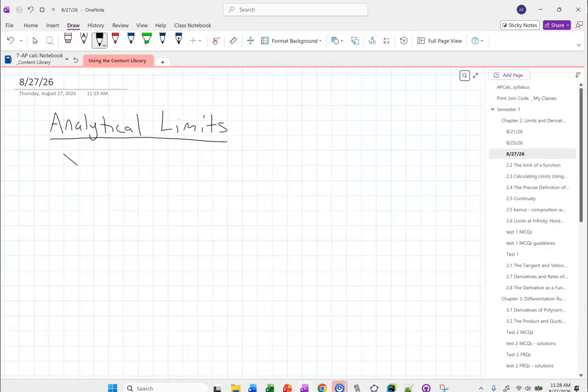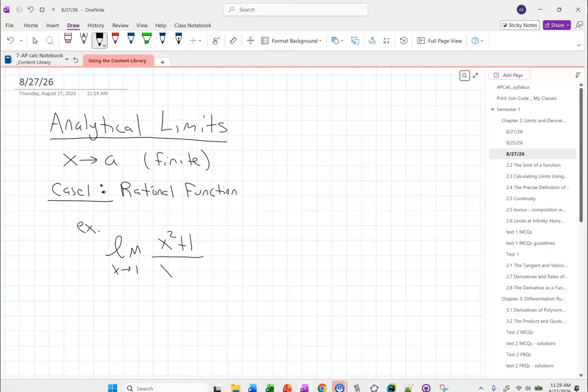Okay. So we're doing a situation where x approaches a, where a is finite, right? It's an actual number, not an infinity. So we started with a rational function. Say we have something like this: the limit as x approaches 1 of x squared plus 1 over x squared minus 2.